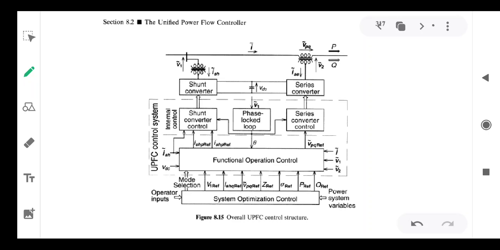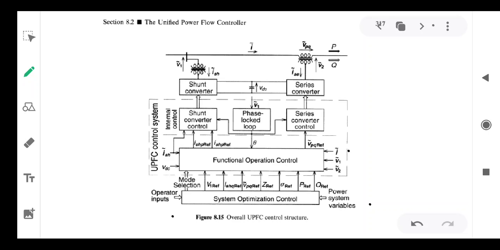This is the actual control circuit of your UPFC system optimization control. Power system variables are taken here, operator inputs are here, and these are the reference signals: V1 reference, V2 reference, VPQ reference, Z reference, P reference, Q reference are the reference signals. Any one or more than one signals can be taken for the control actions.